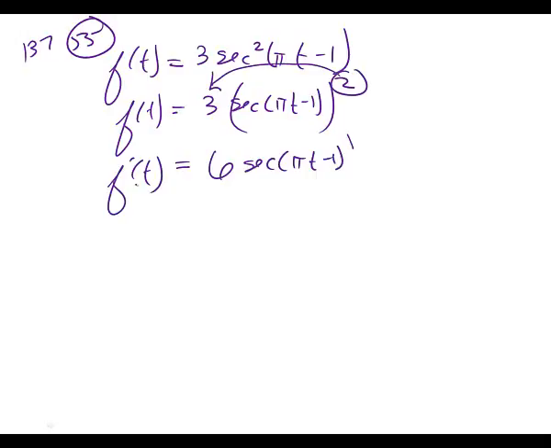Pi t minus 1. Now we have to take the derivative of secant. What's the derivative of secant? Secant tangent of whatever the mass is that's on the inside, pi t minus 1. And then we've got to take the derivative of the inner function, which ends up being what?